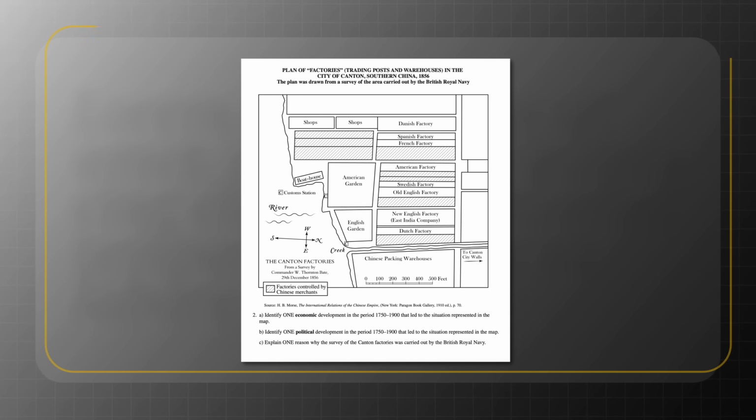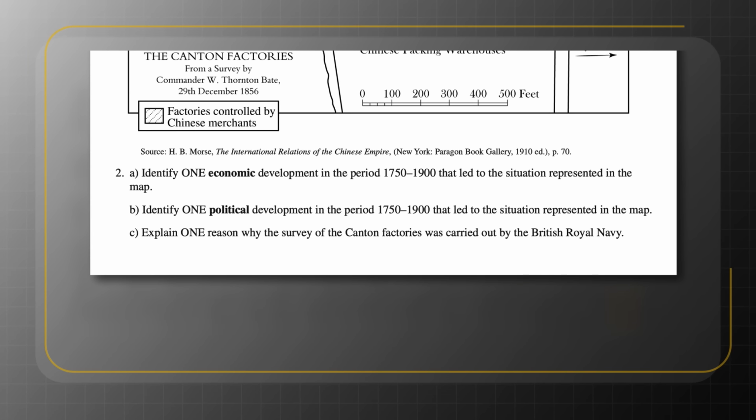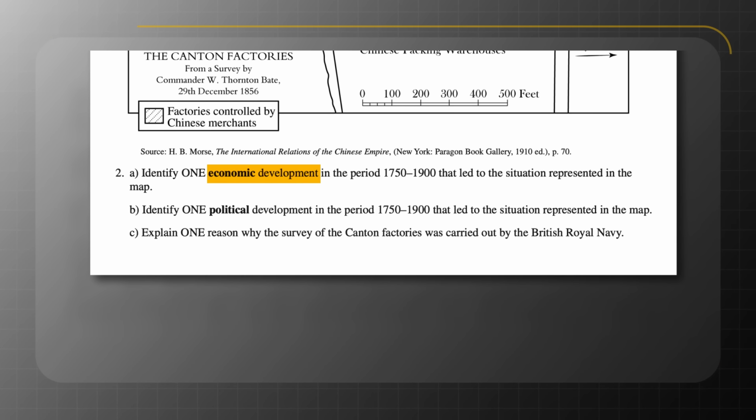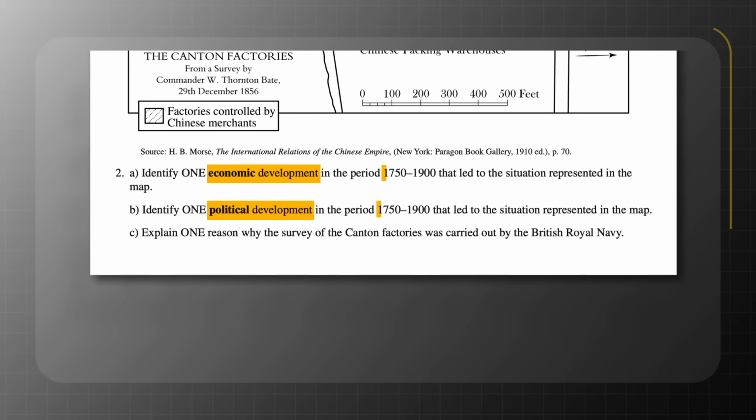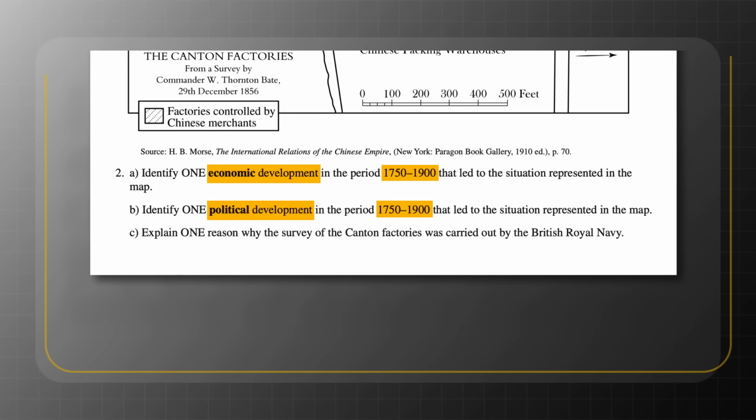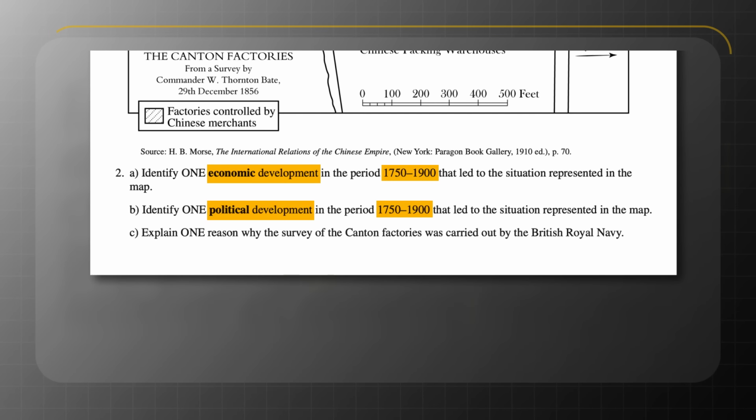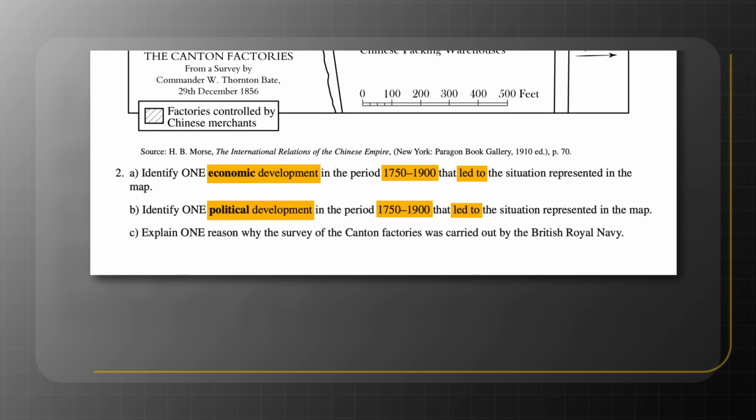So for example, here's the first SAQ from the 2022 AP World exam. First, mark the category. They want you to talk about an economic development here and a political development here. That's really important because if your answer doesn't fall in those categories, then no points for you. Second, you mark the time period. If your answer doesn't fall within those years, no matter how brilliant the answer is, no points for you. And third, mark the historical thinking skill. And in this case, you can see here led to, and that's a causation question.